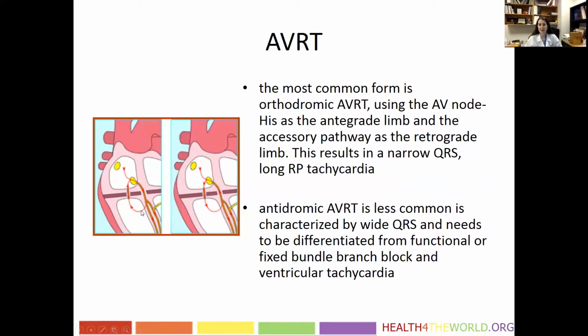This happens in 90% of the cases of AVRT, but in 10% of the cases, we may have a sometimes little more confusing situation when the impulse goes down the pathway first and up the AV node next. So because the ventricles get activated first, we have a wide complex tachycardia that sometimes we need to differentiate from ventricular tachycardia.